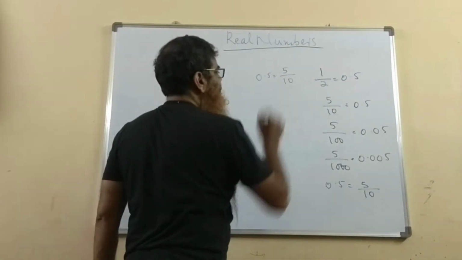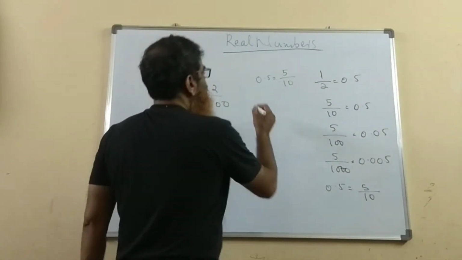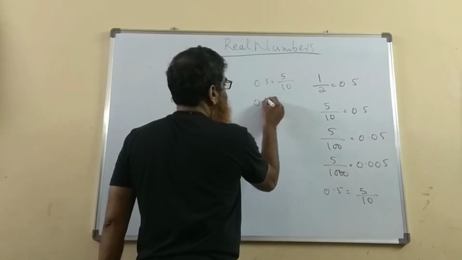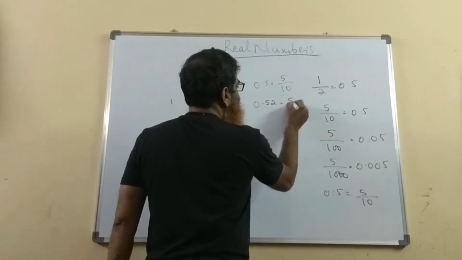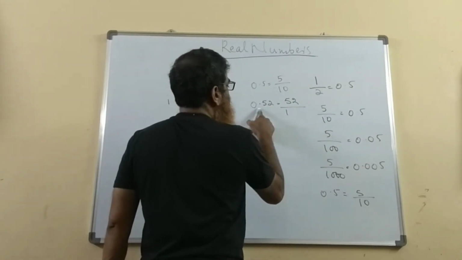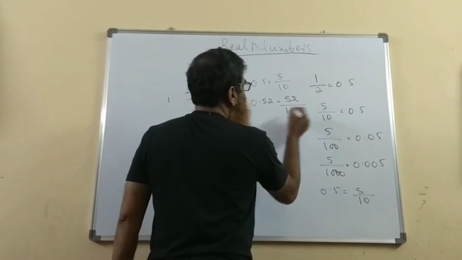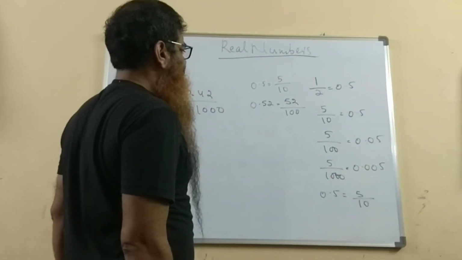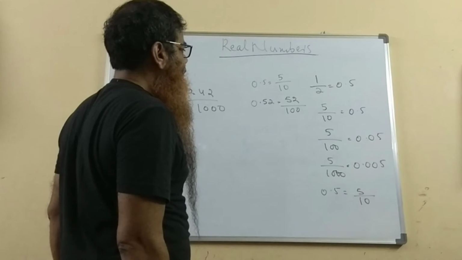So 0.5 is equal to 5 by 10. If it is 0.52, it becomes 52 divided by 1 for the point and two zeros for the two numbers beside the decimal. After the decimal, 52 by 100.